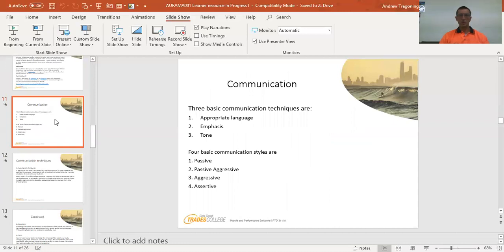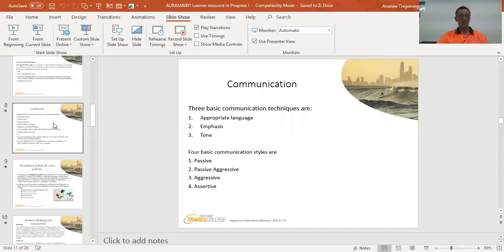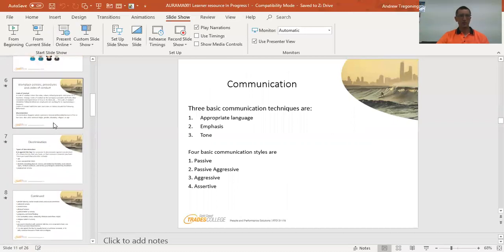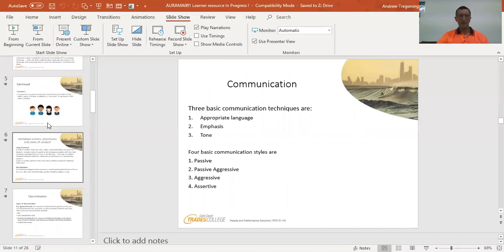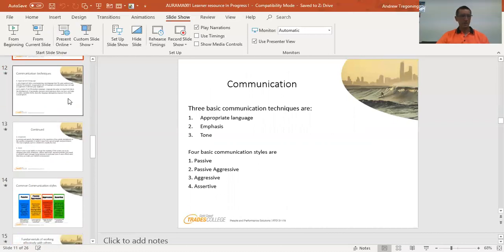All right, we're just sharing the next page now of our PowerPoint. We're talking about communication. So the previous slides were a little bit about an overview of workplaces and disciplinary policies and discrimination, workplace procedures, codes of conduct, and some job roles. Which brings us to communication.